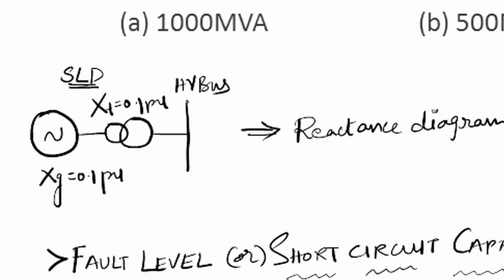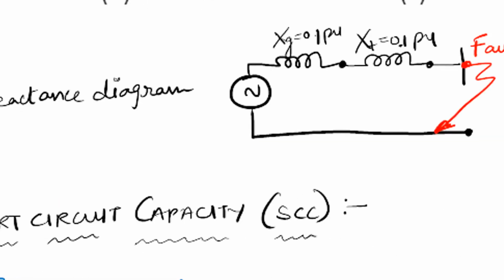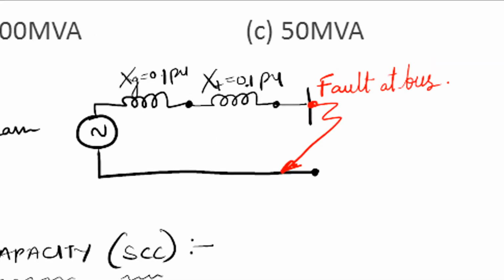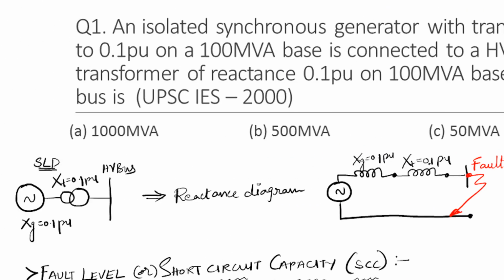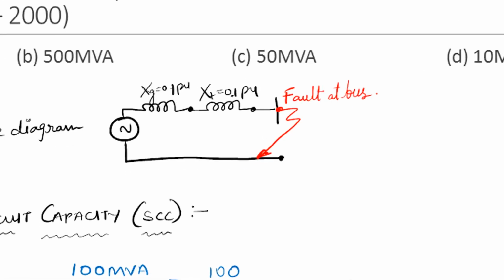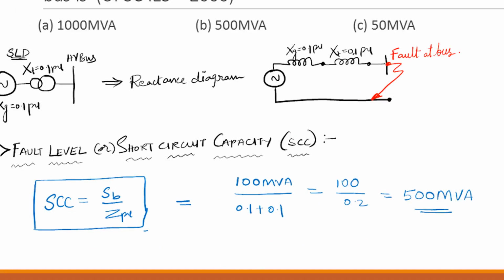So I can convert this single line diagram into its reactance diagram by just indicating the reactances. This is the generator with its reactance, this is the reactance of the transformer, and this is the high voltage bus. You are asked to find the fault level at the bus. Fault level at the bus means, if the fault takes place at the bus, what is going to be the fault level. So I am creating an artificial fault at this bus, and I will determine the fault level, which is otherwise called the short circuit capacity.